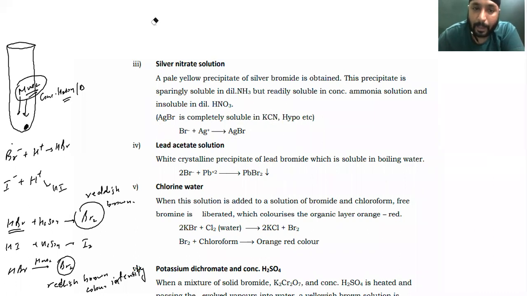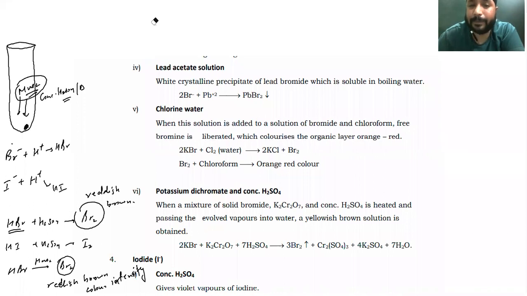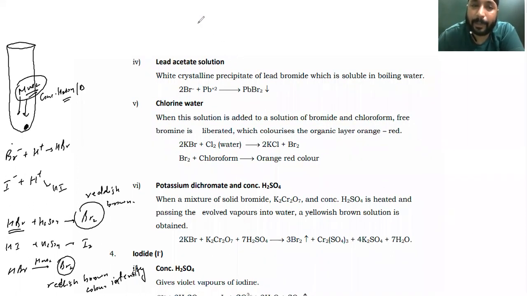Now lead acetate. Again the very same reaction which is given by chloride. This lead acetate solution will give a white precipitate of PbBr2. This white precipitate is soluble in hot boiling water. Getting it?